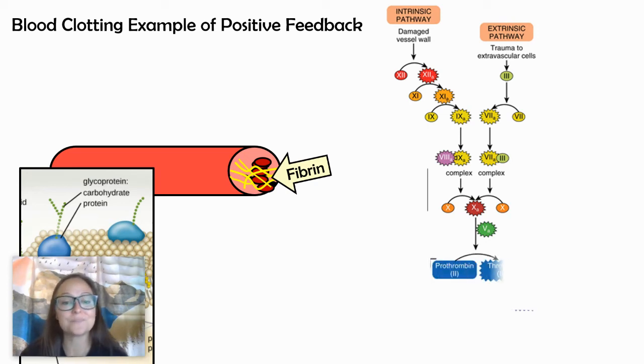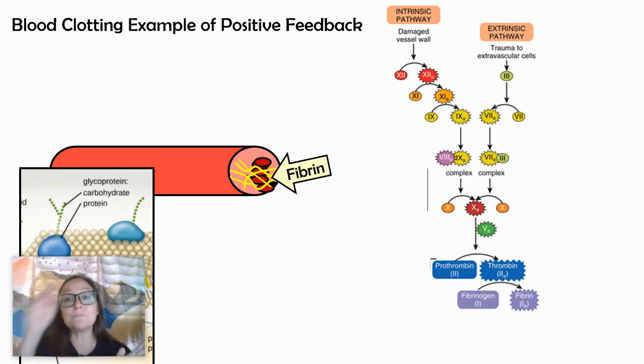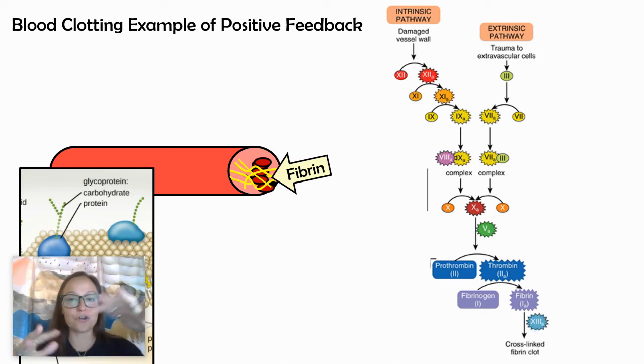So now, here's where it happens. This green factor 5 protein will take an inactive prothrombin, is that how you say it? And form thrombin. Now, thrombin is the protein that forms fibrin, which are those yellow fibers. And then the cross-linked clots start to form. So now you might be thinking, but how is this a positive feedback loop? How is this getting amplified?